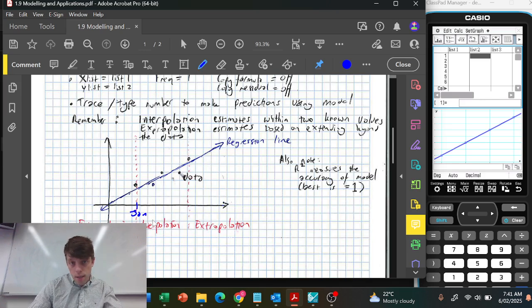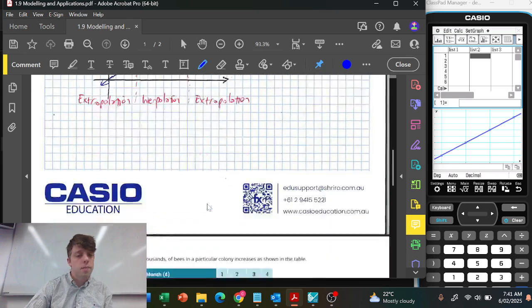Generally, interpolation is considered better because, like I mentioned, we're looking at data that we know something about, whereas with extrapolation, we're just assuming that the trend will continue leading into the future, which is not necessarily always going to be the case.